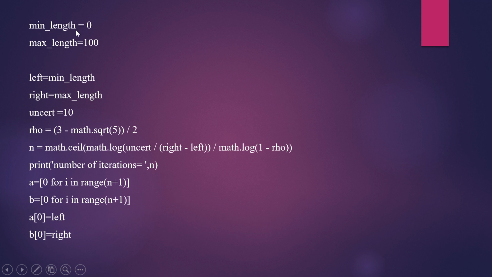Here initially I have taken minimum length as 0 and maximum length as 100. That is, we have to maximize our function in the range 0 to 100. Here left is equal to minimum length, that is, a naught is equal to our minimum length and b naught is equal to our maximum length, right. Uncertainty I have taken as 10. Rho value is equal to 3 minus root 5 by 2. This n will return the number of iterations our code has to run.